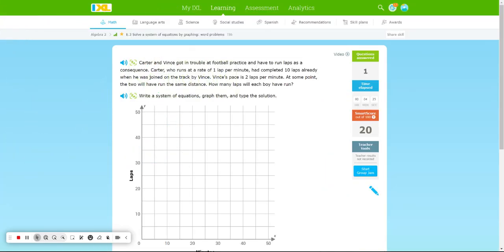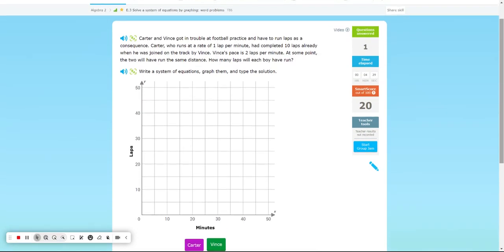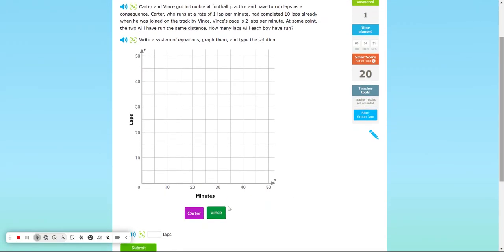Okay, here we go. Ooh, I already gained 20 points. Okay, next question over here. Let's do this. First, the horizontal axis is for minutes, so this is the x value, and the vertical axis is for laps. This is the y value.